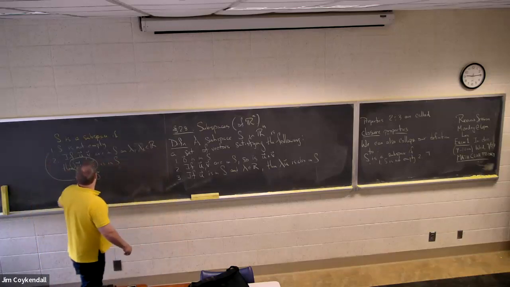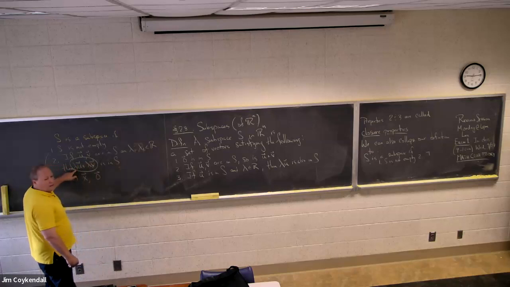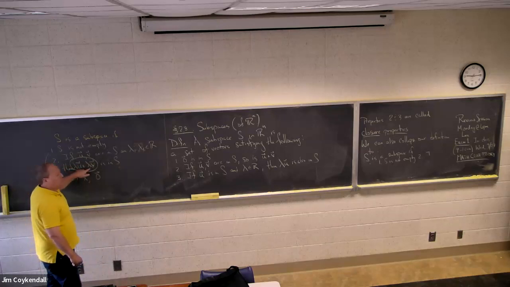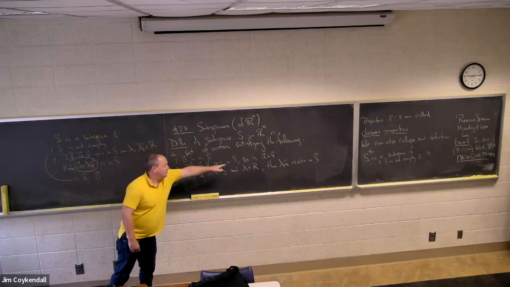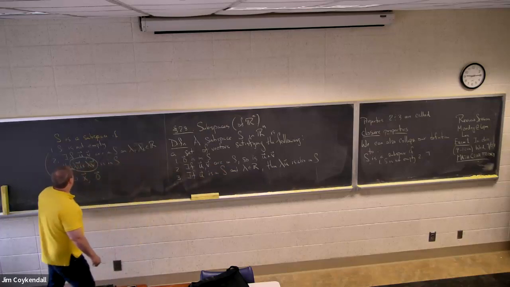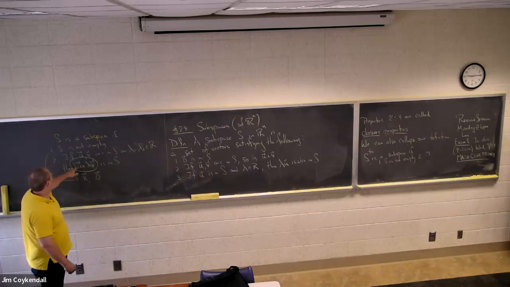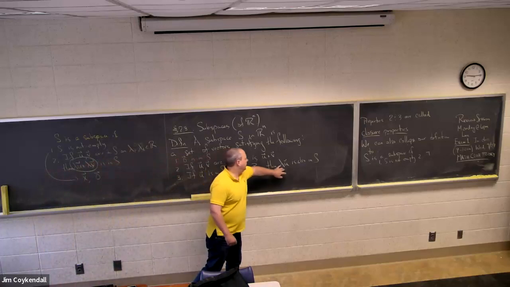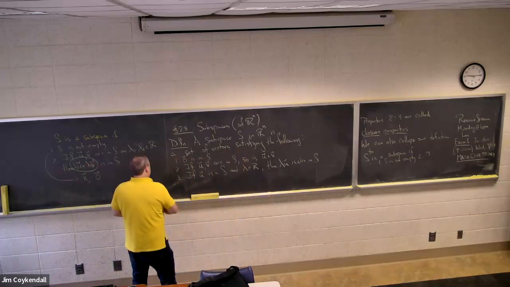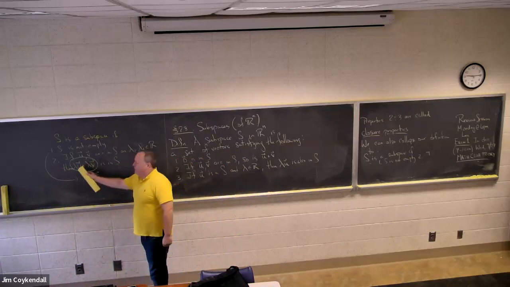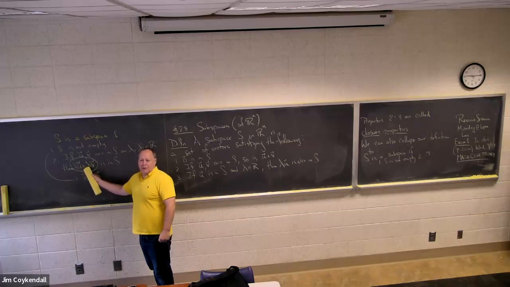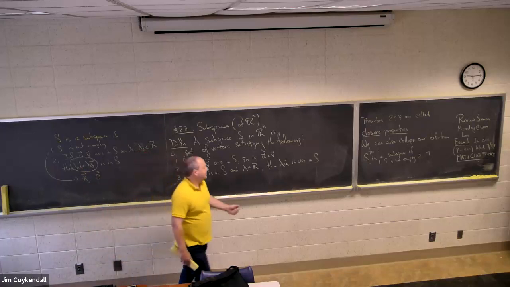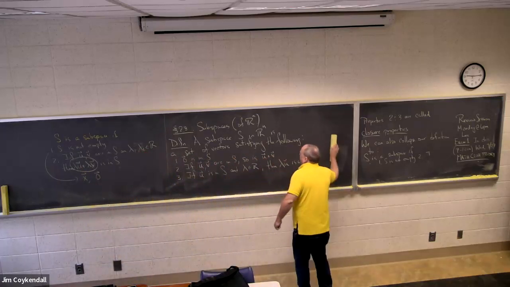Number two, if you have this property, just take lambda 1 and lambda 2 to both be 1, and you've got U plus V in there. And if you have this property, just take lambda 1 to be 1 and lambda 2 to be 0, and you have this. Right? So you can sort of think of it this way. This mixes the scalar multiplication and the addition together all in one neat little package.